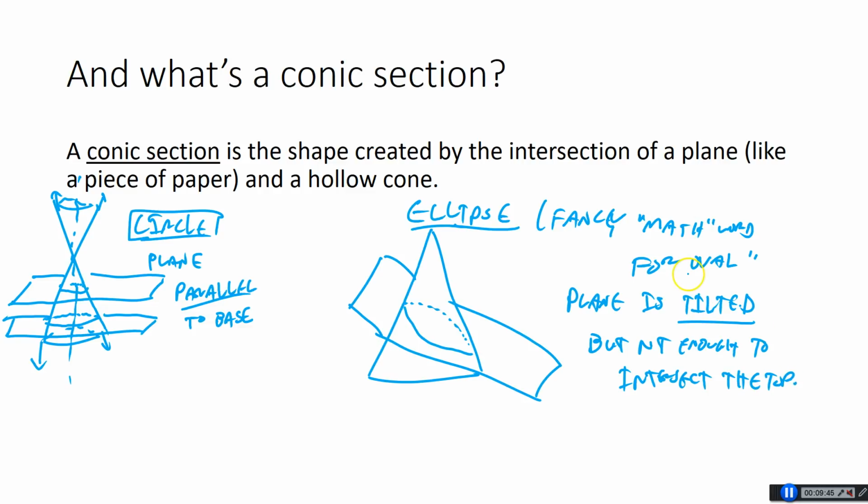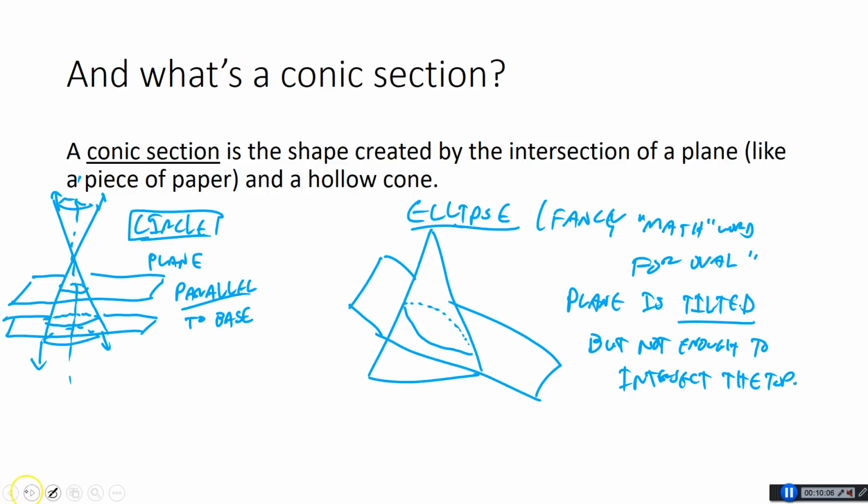Another way to say that is, the plane is not yet at the same angle as the edge of the cone. So we have not tilted it enough so that it's parallel to the edge, right? We just tilted it a little bit. So circle, straight across. Ellipse, just a little bit of a tilt. That's all we've got so far.